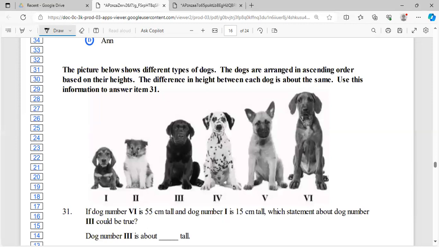The picture below shows different types of dogs. The dogs are arranged in ascending order based on their height. The difference in their height between each dog is about the same. Use it to answer item 31.